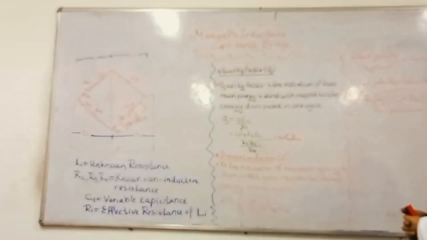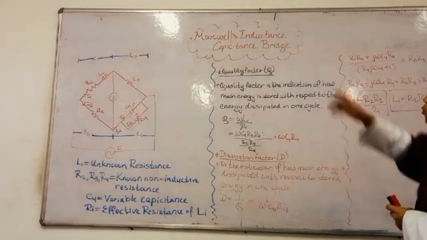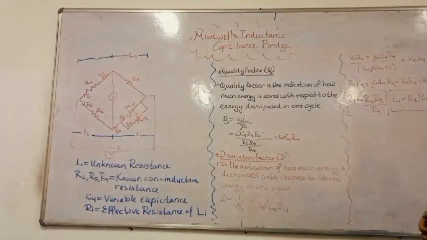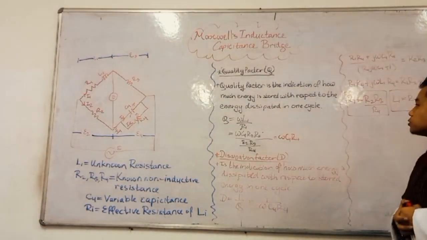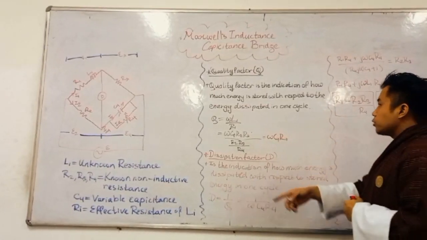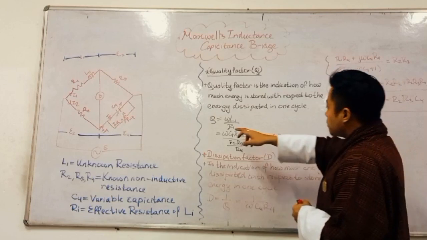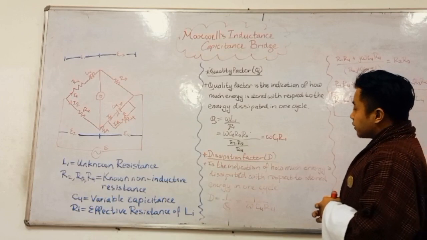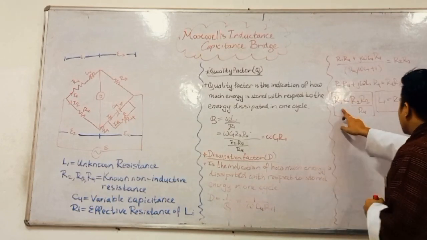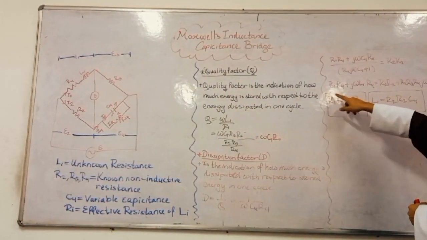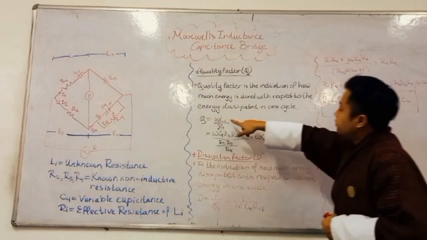Okay, now we're going to look at something called the quality factor and dissipation factor of Maxwell's inductive bridge. What is quality factor? Quality factor is basically the indication of how much energy is stored with respect to the energy dissipated in one cycle. So the quality factor, or Q factor, is given by the equation omega L1 by R1. We already saw the formulas for L1 and R1, right? We derived this. So we have to substitute the values of R1 and L1 in this quality factor equation.